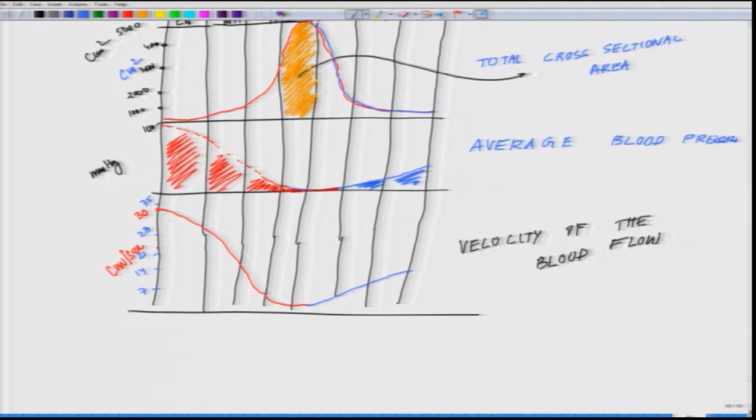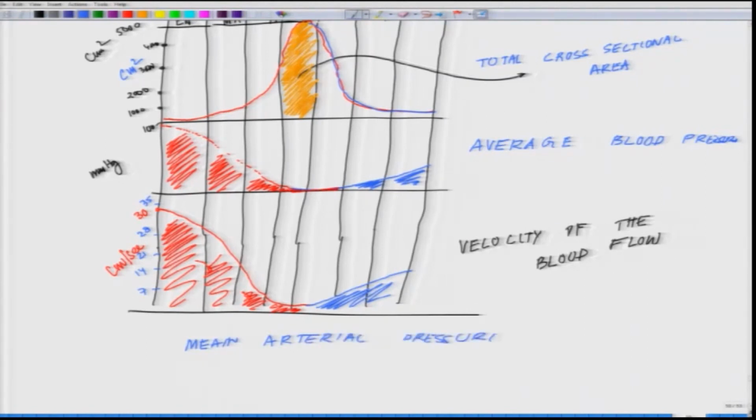So, the velocity is maximum out here, it is reducing, reducing, and then there is a slight increase out here. So, this is the overall arterial blood pressure, and mean arterial pressure, which is called MAP. Sometimes in the books you will see it called as MAP.